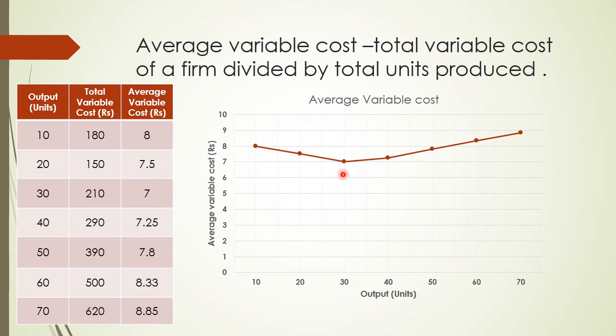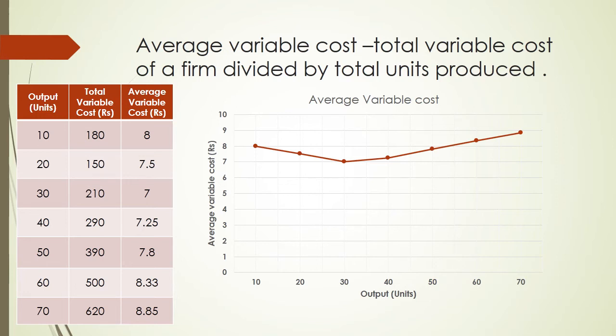Okay, let us have a look at the diagram. If you produce 10 units, then your average variable cost is 8 rupees. If you produce 20 units, then your average variable cost is 7.5. If you produce 30 units, then it is 7 rupees. If you produce 40 units, then it is 7.25. If you produce 50 units, then it is 7.8. If you produce 60 units, then it is 8.33. And if you produce 70 units, then it is 8.85.